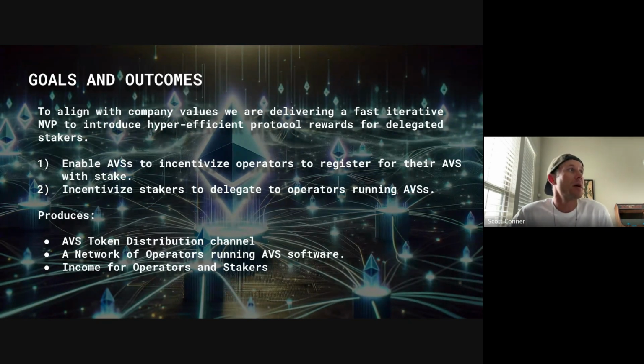The primary goal of this release is to enable you as AVSs to incentivize operators to register for your AVS with stake. Right now, maybe you're running a points program or something, or people just want to help out, or they want to be able to run the software. This gives you an actual incentive mechanism with rewards, and for that, you will actually attract stake. So we want the stakers to actually delegate to their operators. We do have quite a bit of delegation going on today. Ideally, there would be more if the incentive was there.